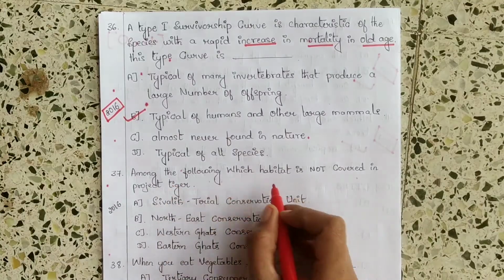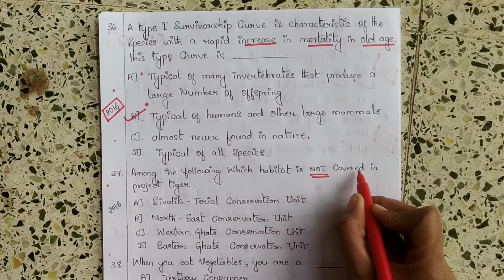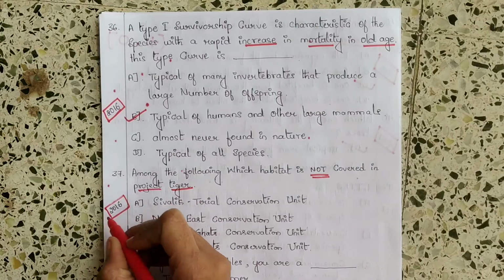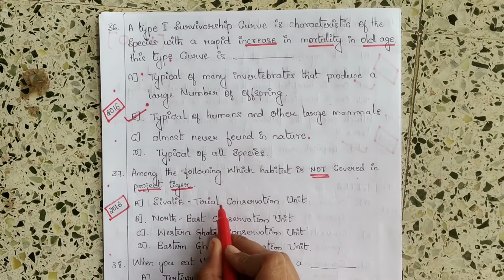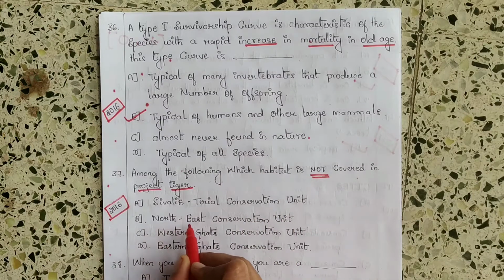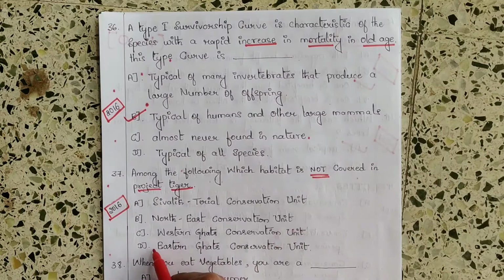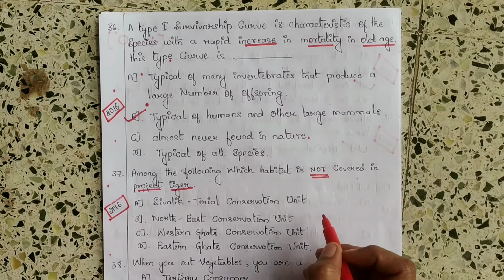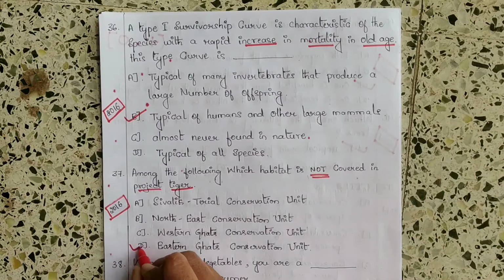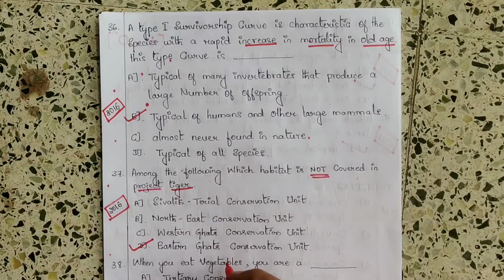Among the following, which habitat is not covered in Project Tiger? This was asked in the year 2016. Option A, Shivalik Terai Conservation Unit. Option B, Northeast Conservation Unit. Option C, Western Ghats Conservation Unit. Option D, Eastern Ghats Conservation Unit. As they are asking which habitat is not covered in Project Tiger, option D is the correct answer, the Eastern Ghats Conservation Unit.